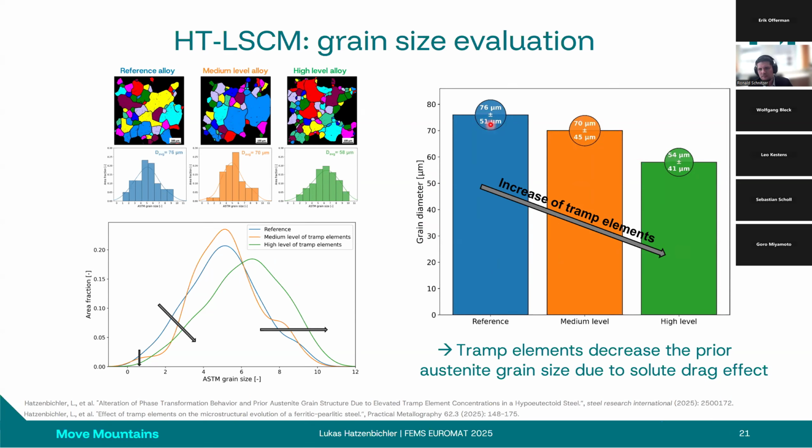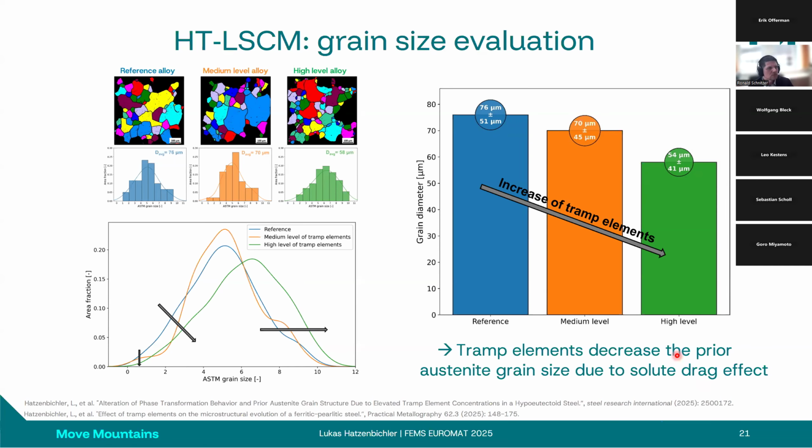And you can see here a big standard deviation, of course, but in general, we have seen this on different alloys, that with increasing tramp elements, smaller austenite grain size can be expected. And this can be attributed to solute drag effects of tramp elements on the grain boundaries, which hinder the grain growth behavior.